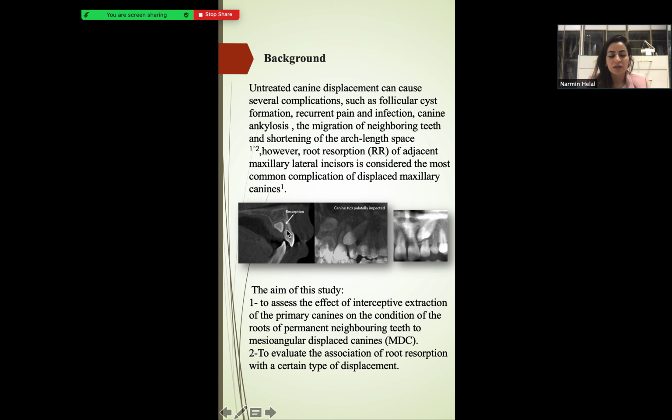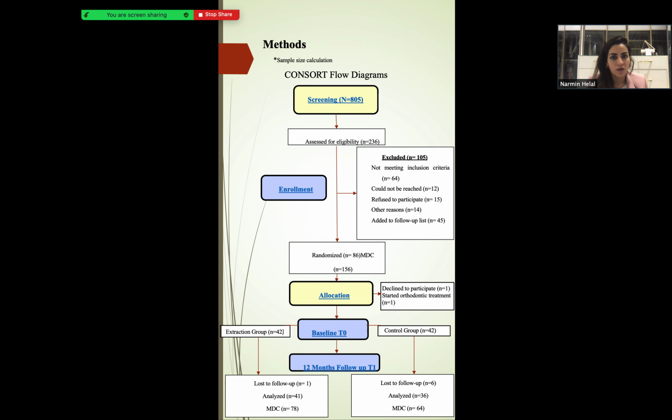Like you can see here, the palatal resorption of the root of the lateral incisor, or here you can see half of the root is actually resorbed. There are few studies that actually looked into the resorption of lateral incisors and followed them up until treatment. So the goal of our study was to assess the effect of interceptive extraction of primary canines on the condition of the roots of the permanent teeth neighboring mesioangular displaced canines. We also wanted to evaluate the association of root resorption with a certain type of displacement.